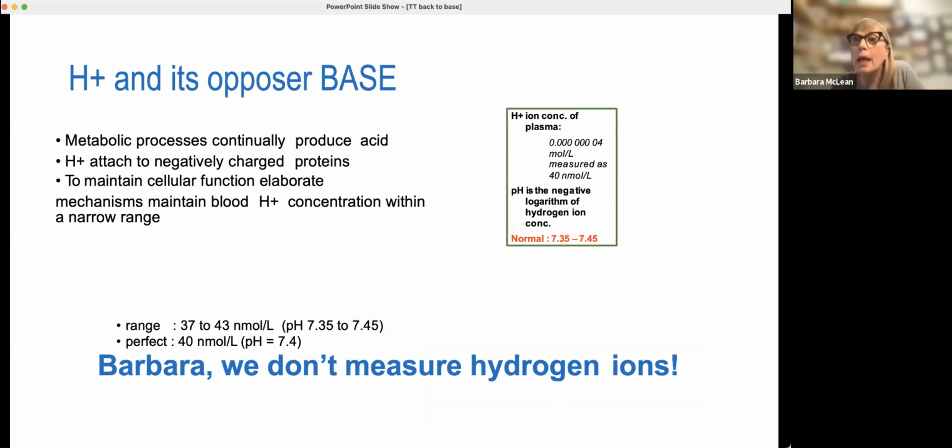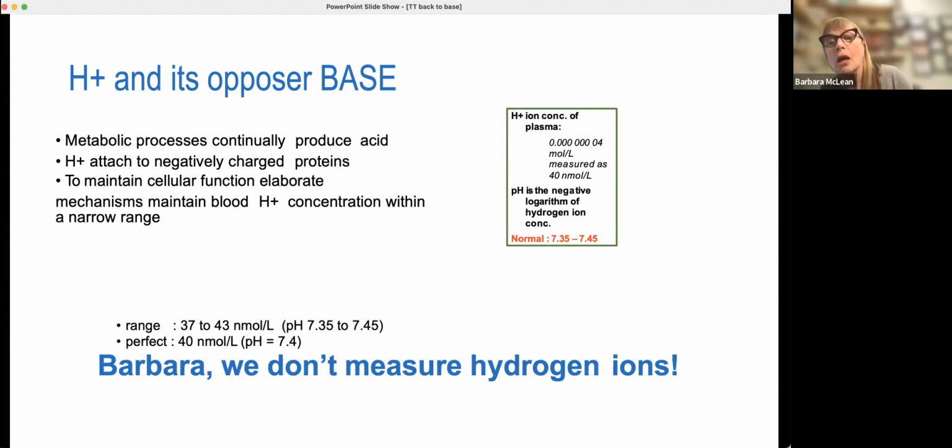So again, we don't measure hydrogen ions, right? 40 millimoles is what's normal. We don't measure hydrogen ions. We do measure the pH. pH isn't measured in units, just standard. It's just a pH stick. And we want to remind ourselves we don't look at hydrogen, but what we look at is its opposer. And its opposer is base.